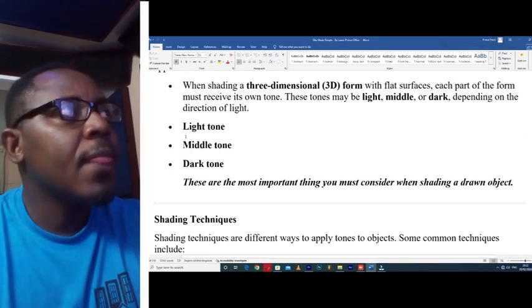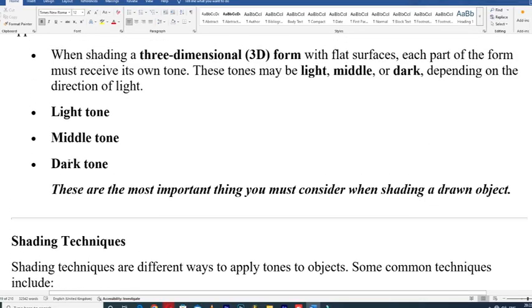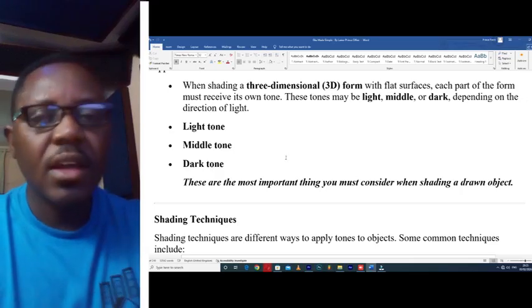So now, let's go to light tone, middle tone, dark tone. These are the most important things you must consider when shading a drawn object. Light tone, middle tone, and dark tone.